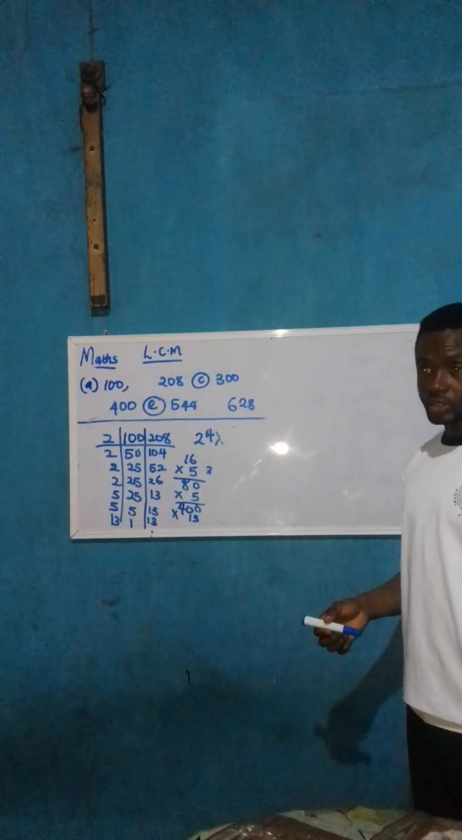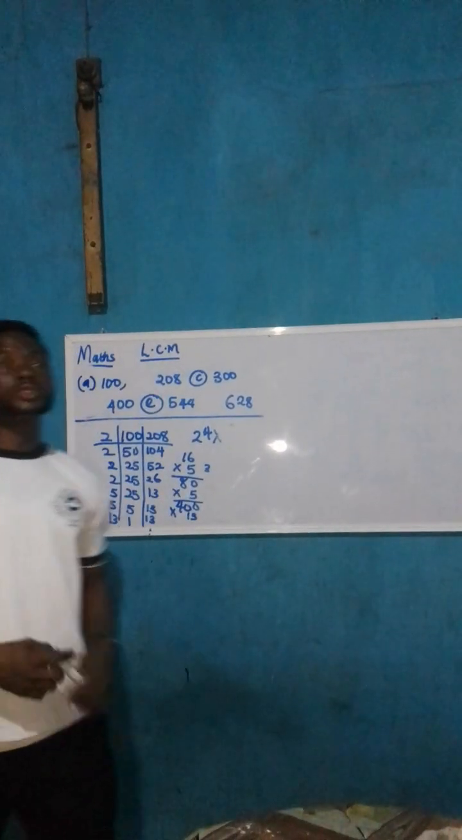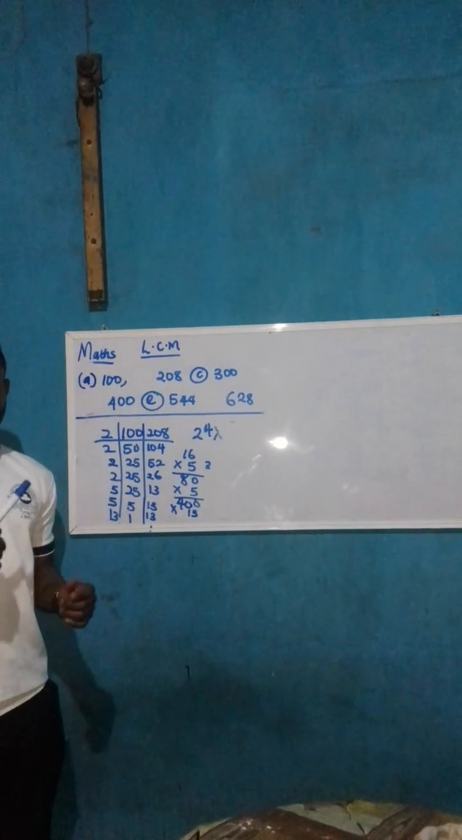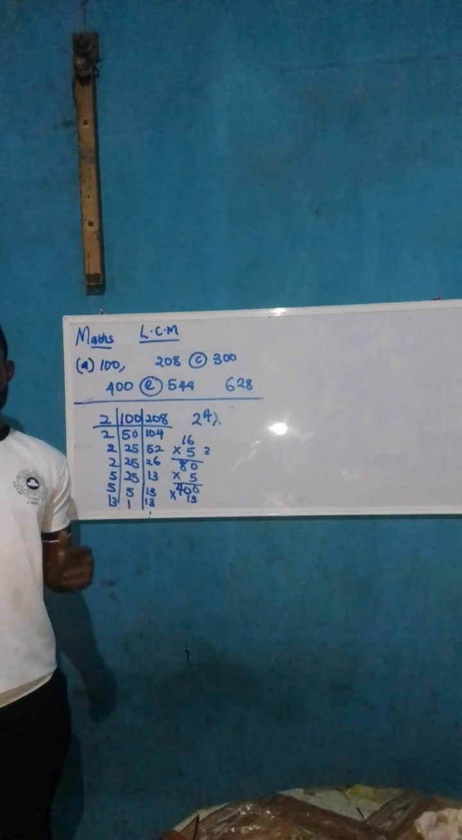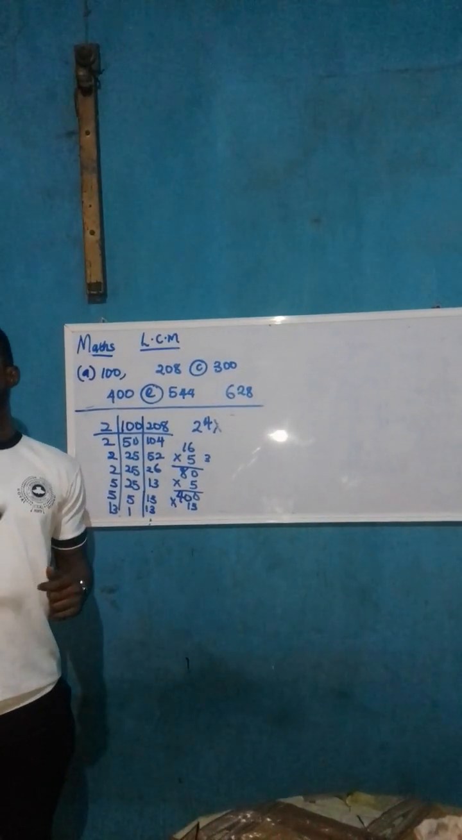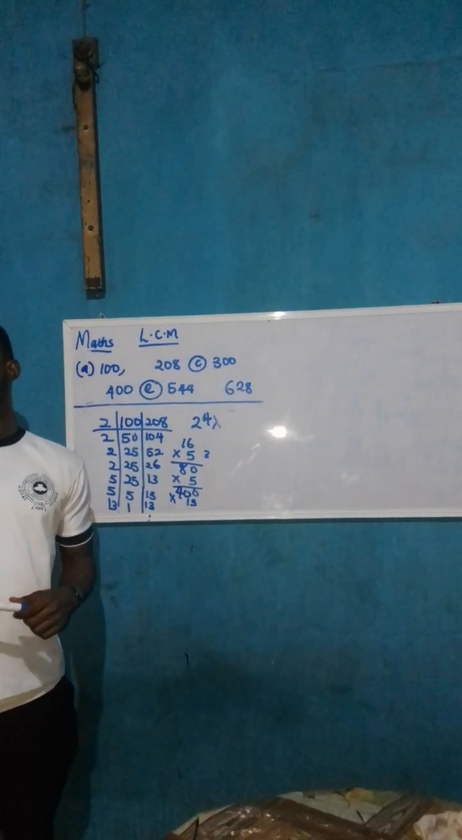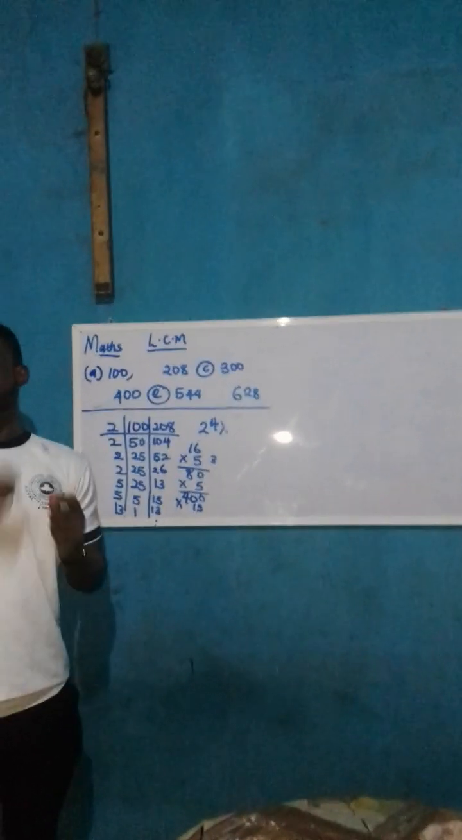Let's do it again. The LCM should be in index form. Yes, we did it in index format. We had 2 raised to power 4, 5 raised to power 2. Then we also have 3. So 2 raised to power 4 times 3 times 5 raised to power 2. So what actually is the LCM? The LCM now is the product of those index numbers, which gave us 1,200.